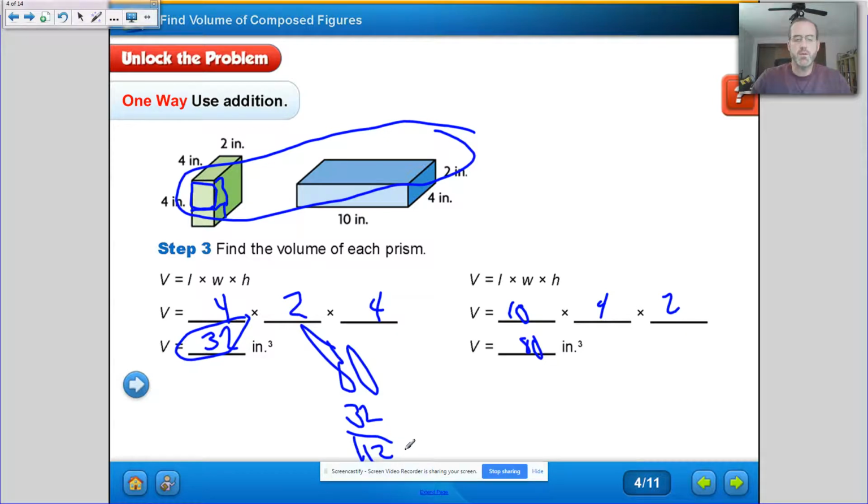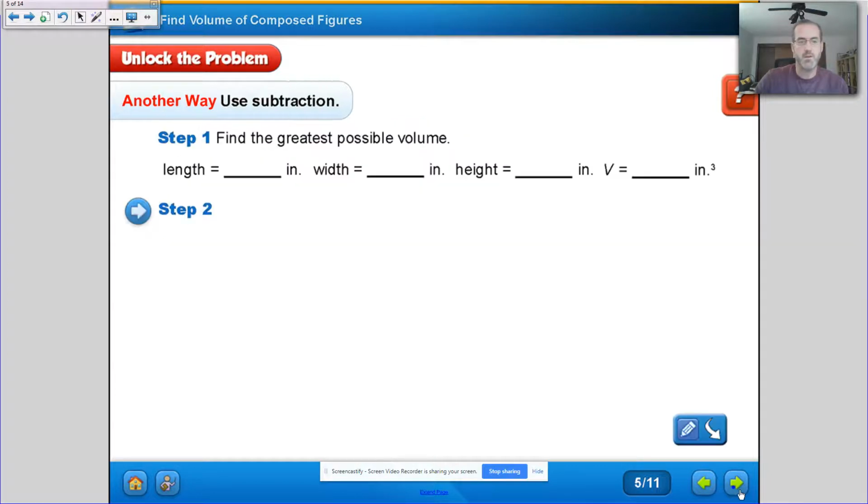112 inches cubed. And as we know, inches cubed is volume, because what we're really saying is how many cubes with 1-inch sides will fit into this figure. In these two separate ones, 32 cubes will fit in here, and 80 1-inch cubes would fit in here. Together, there would be 112 1-inch cubes. Let's look at our next one.